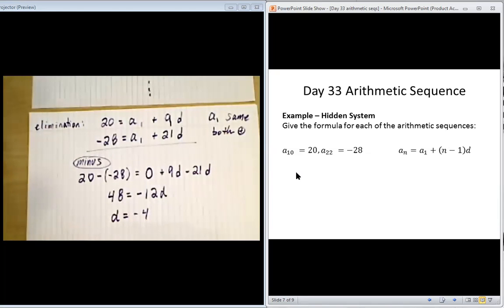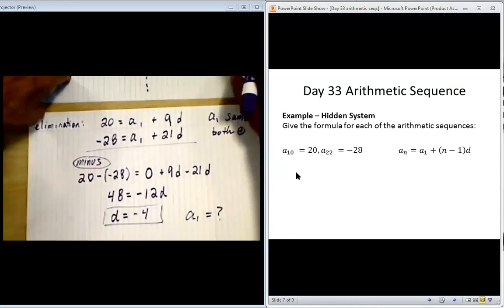Okay, so we can keep this one. This is a useful value. What we have to do next is find what A1 is going to equal, and then get to the final formula.